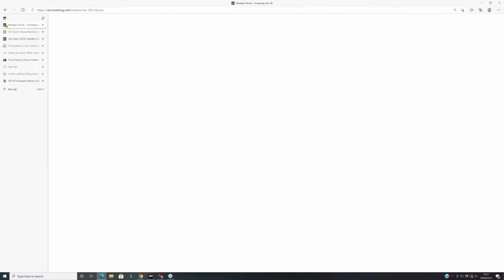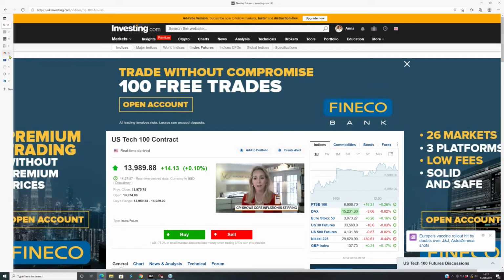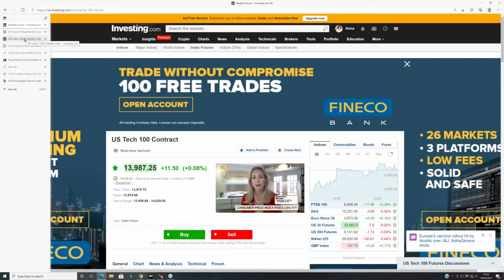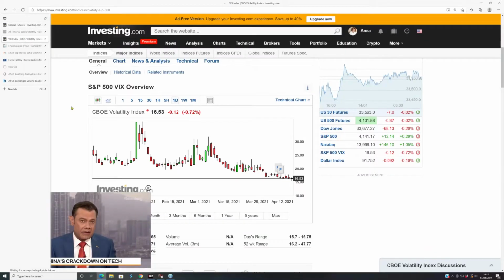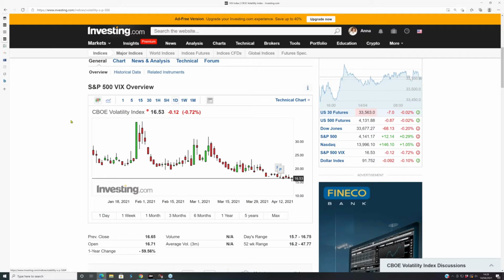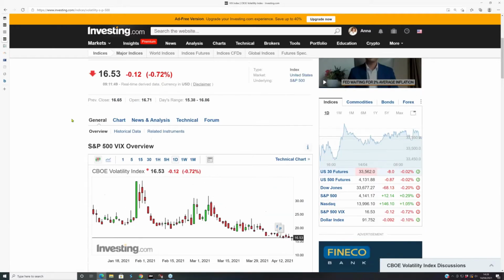There's an awful lot going on in the markets. And also what's interesting is which of the indices is actually moving higher? Are they all moving together, or have we got a little bit of divergence again?